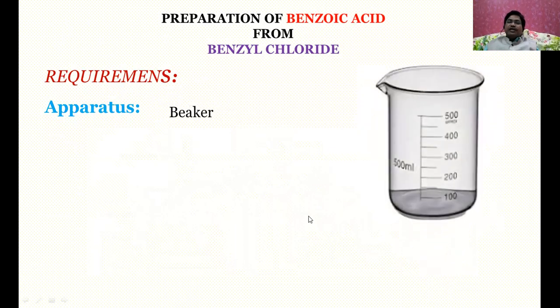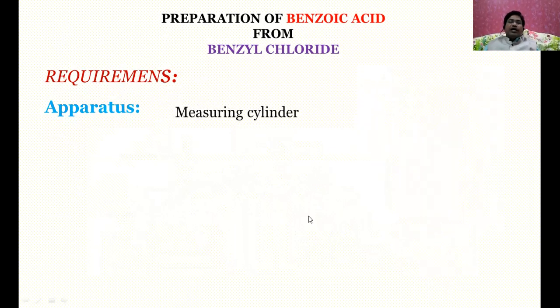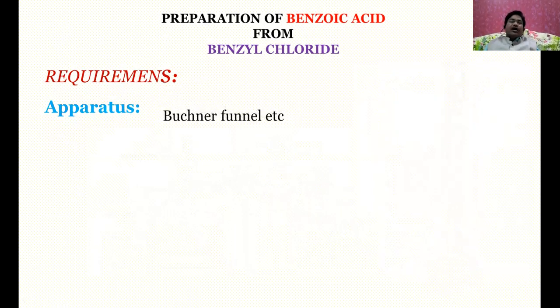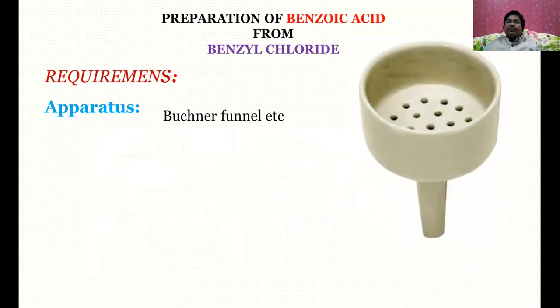Now you know the beaker and the measuring cylinder. This is going to be the measuring cylinder. You can see this one. Another one is a Buchner funnel. This is going to be the Buchner funnel. Now let us see.